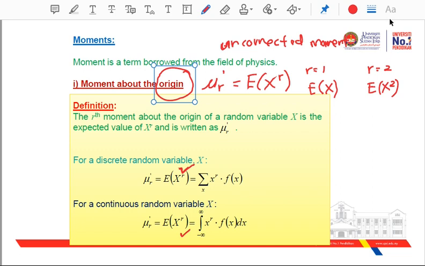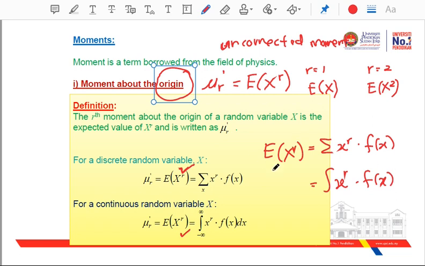Alright, the concept is the same. How to find the moment? If they ask you to find E[X^r], if it is discrete, you use summation. If it is continuous, you use integration. However, what is the difference between these two? It is just this notation. How to find it? Similar, anything in the bracket, which is X^r, x power of r, multiplied with the function or the probability.